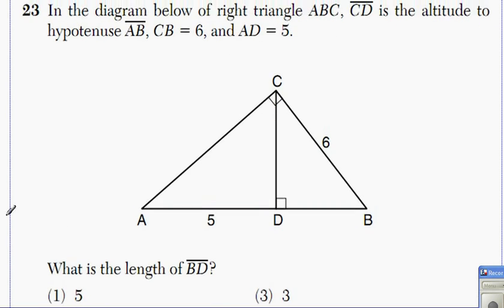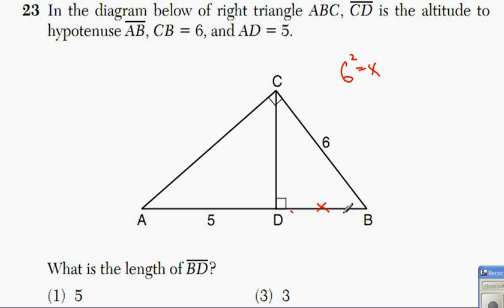Here we have BD is what we are looking for. So what if I call this one X? If you use the two-secant method, we will end up getting 6 squared, which is equal to X, which is outside, times the whole thing, which is X plus 5. Now, once you calculate this and set it equal to 0, we have X squared plus 5X minus 36.